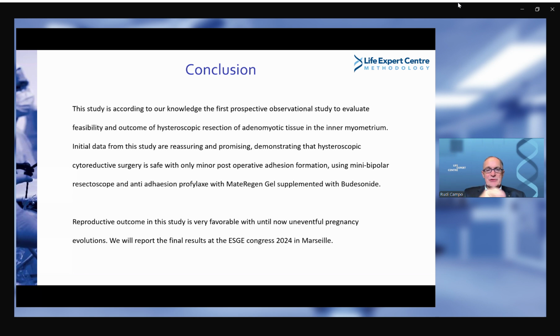Those data are really reassuring and promising, demonstrating that hysteroscopic cytoreductive surgery is safe, if you know how to do it, with only minor postoperative adhesion formation, and that you have to use the mini bipolar resectoscope and anti-adhesive prophylaxis. We also use budesonide prior to the embryo transfer. If you come to Marseille, which I invite you all, you will see the final results of this study.